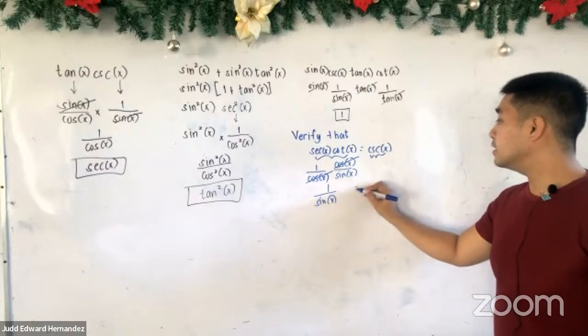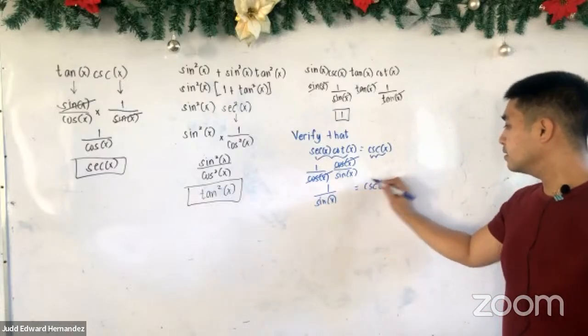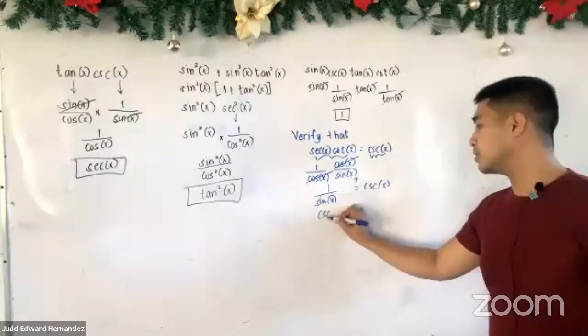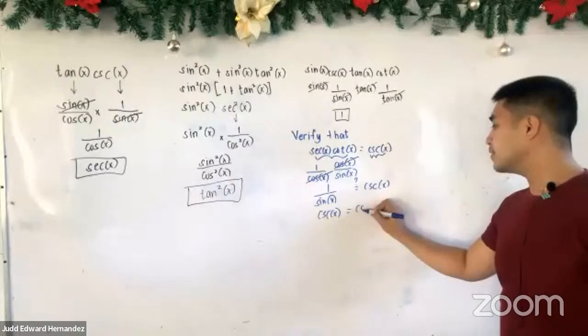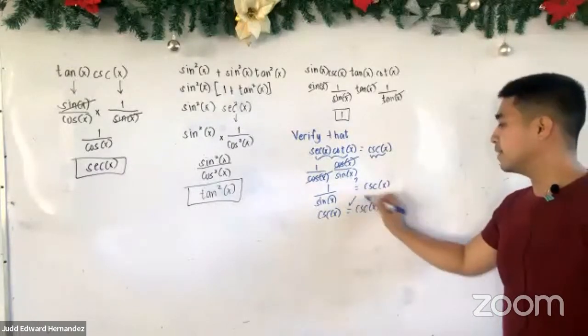Is this equal to cosecant of x? 1 over sine of x is a reciprocal identity that is equal to cosecant of x. Therefore, the left side is equal to the right side. Is that clear? Yes. Okay. So let's have another example.